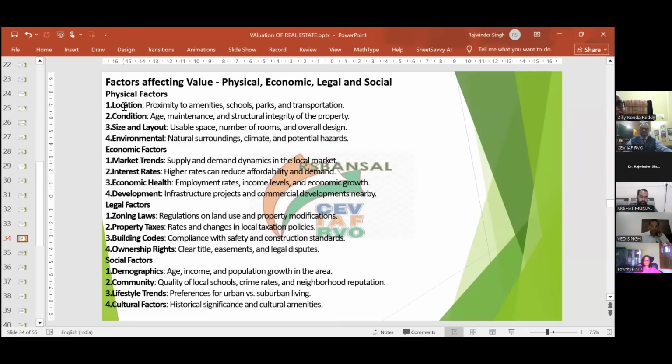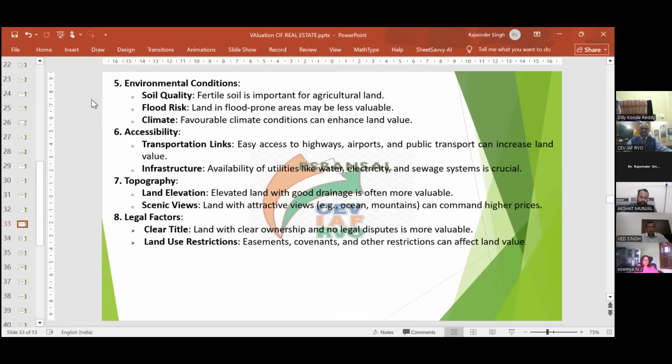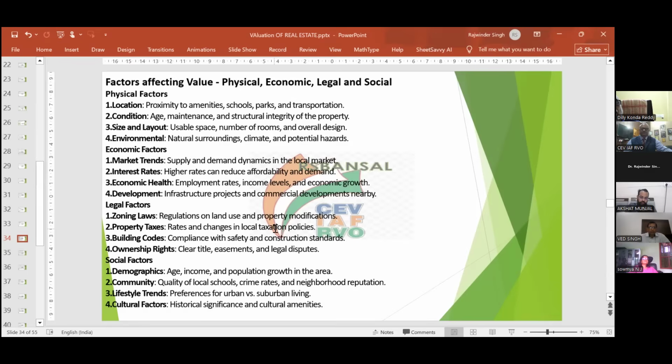Then social factors, demographic factors such as age, income, and population growth in the area. Then community well-being means quality of local schools, crime rates in the area, neighborhood reputation. Then lifestyle trends in the area, preference for urban versus suburban living. Then cultural factors such as historical significance or cultural amenities, etc. Then environmental conditions, this we have already studied.